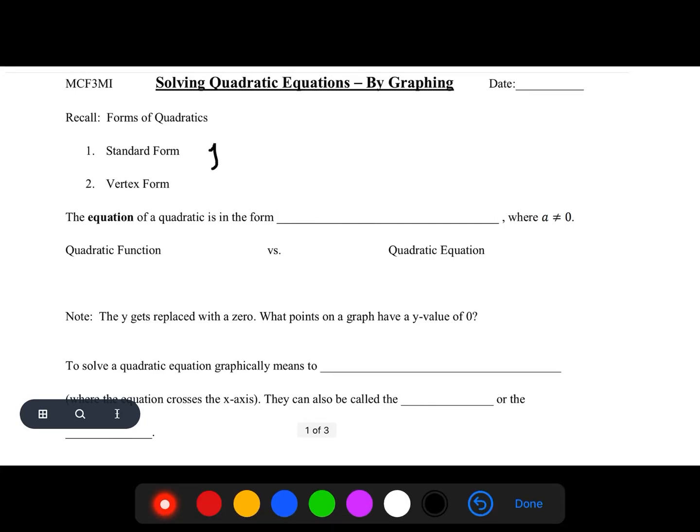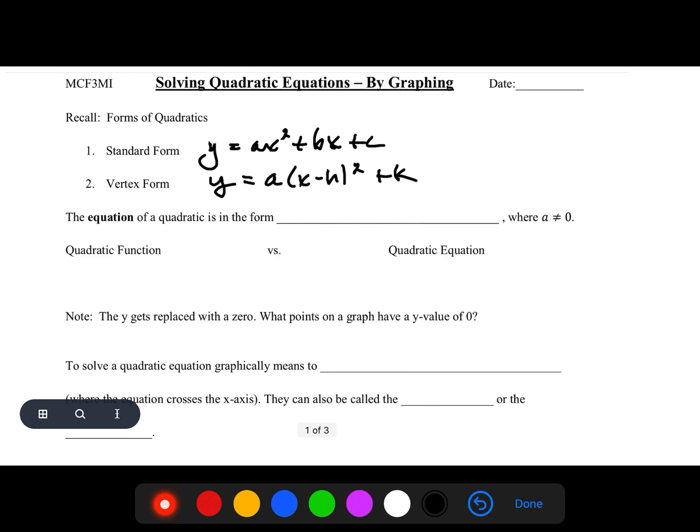First of all, standard form, where we have y equals ax squared plus bx plus c, and we have vertex form, which we've used quite a bit in the last unit to graph our quadratic functions, and that's in the form y equals a times (x minus h) squared plus k. So we are now going to take a look at what happens if we know what our y value is.